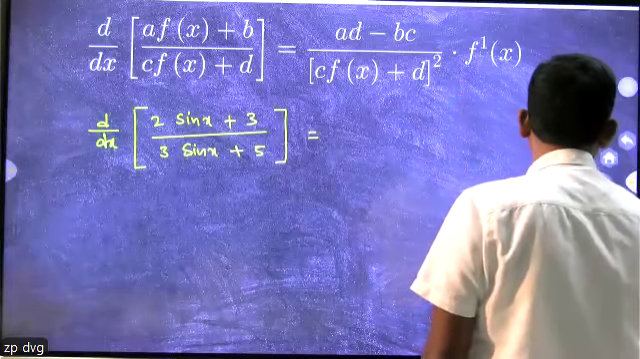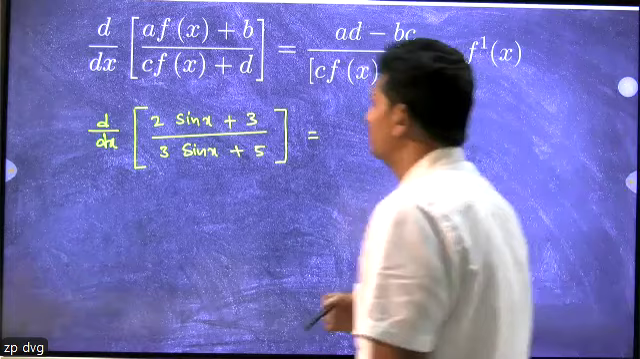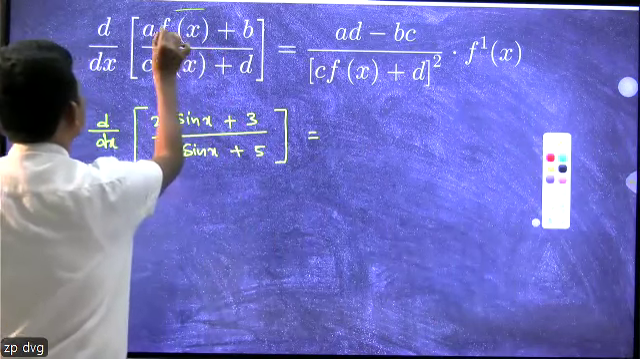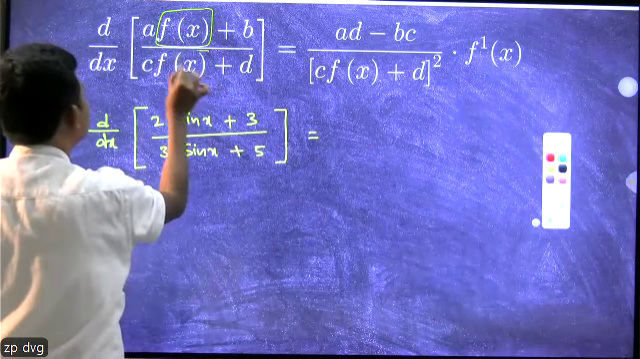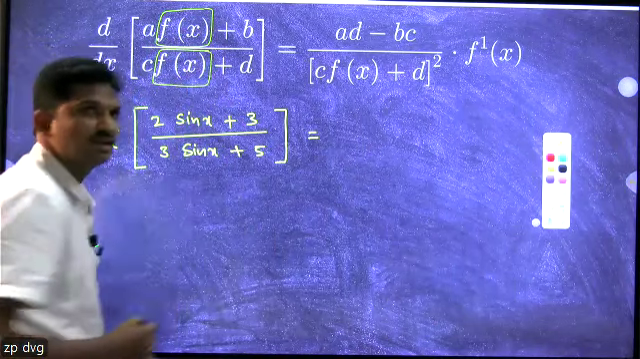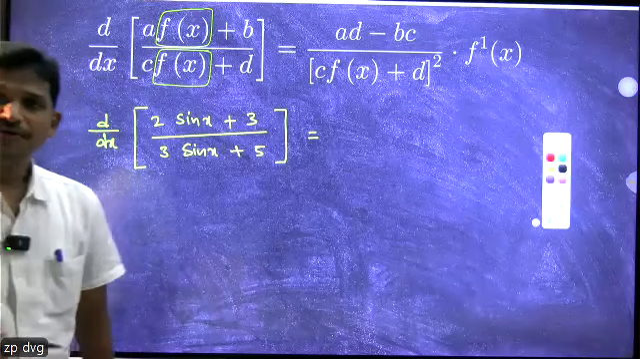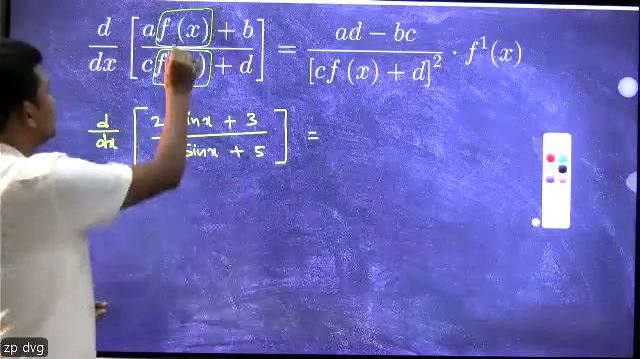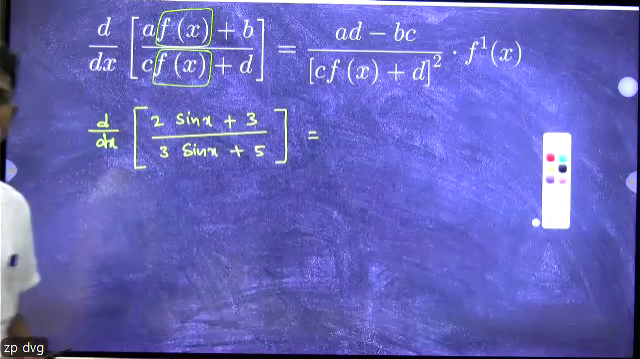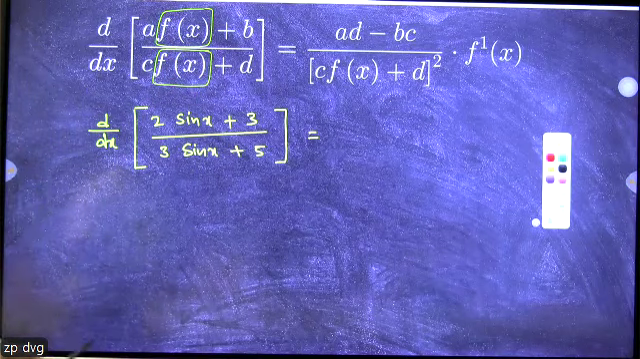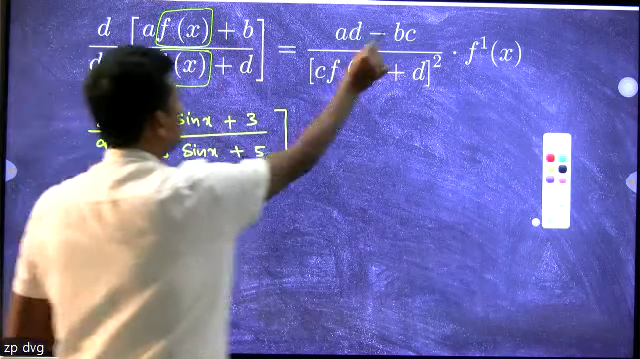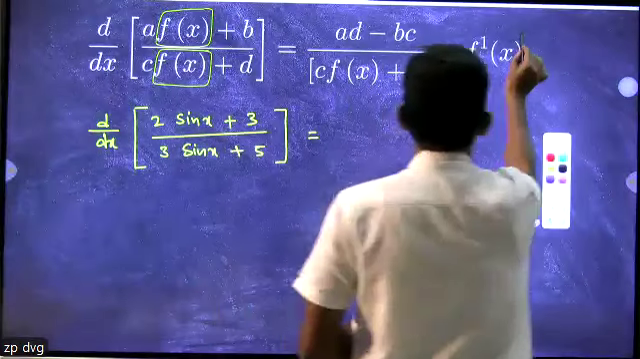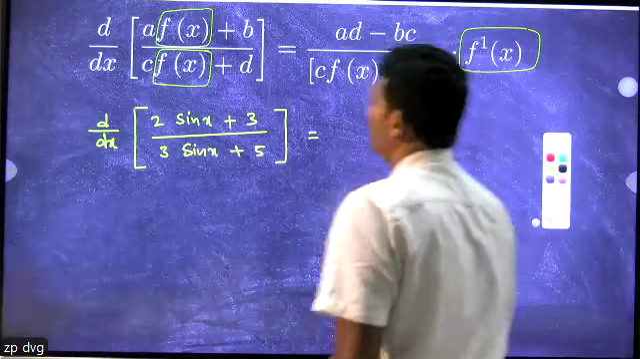This is also similar to the last one. In that last shortcut, x is there: (ax plus b) divided by (cx plus d). In place of x, if any other function is there, like sin x or e power x, but the same function in both places, then the answer is similar: (AD minus BC) divided by denominator whole square, into f dash of x.